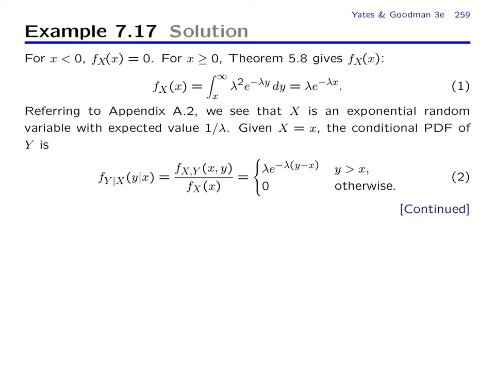So just to review, here's the solution in the textbook. We first found the marginal PDF of x by integrating over all y, starting at x and going to infinity, and then we found out that x was exponential. Then we took the ratio of the joint PDF over the marginal PDF, and we found out that y is a shifted exponential that starts at x and then goes to infinity.